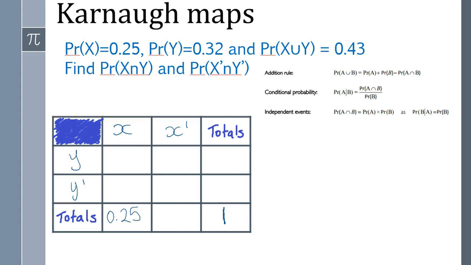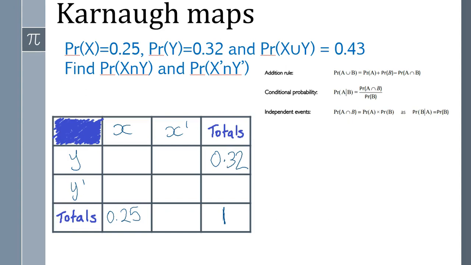All right, so just X, no reference to Y, so it doesn't cross over with the Y's, just X is 0.25. Probability of Y occurring is 0.32. So again, no reference to X. It doesn't cross over with X, so it's just going to go there.